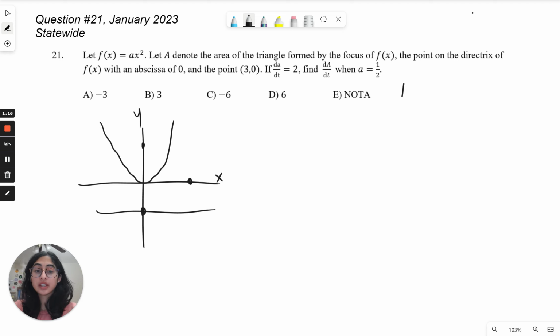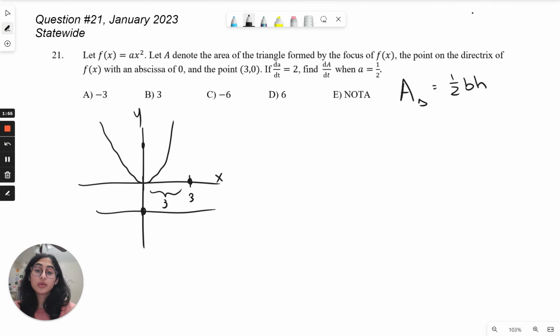We know in general the area of a triangle is 1/2 times the base times the height. So let's call this our base right here, and then this is our height. We know that our height is going to be 3 because this point right here has an x-coordinate of 3, while this one has an x-coordinate of 0. So this height right here is just 3. But how do we find the base? And then more importantly, how do we put it in a form that we can differentiate in terms of A with respect to t?